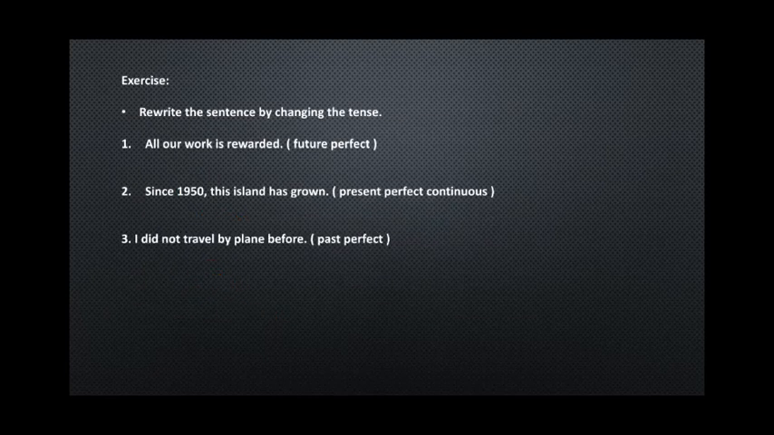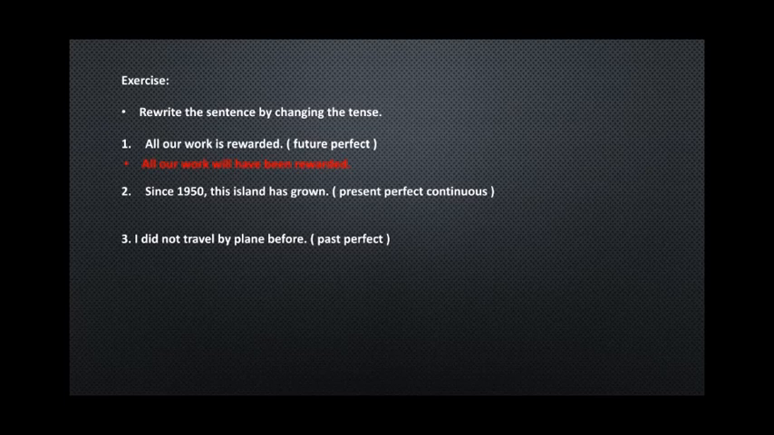Okay children, now let's do another exercise. Rewrite the sentence by changing the tense. First sentence, all our work is rewarded. Now we have to rewrite it as future perfect tense. So the answer is all our work will have been rewarded. So you can see will have been is added, which is converting it into future perfect.